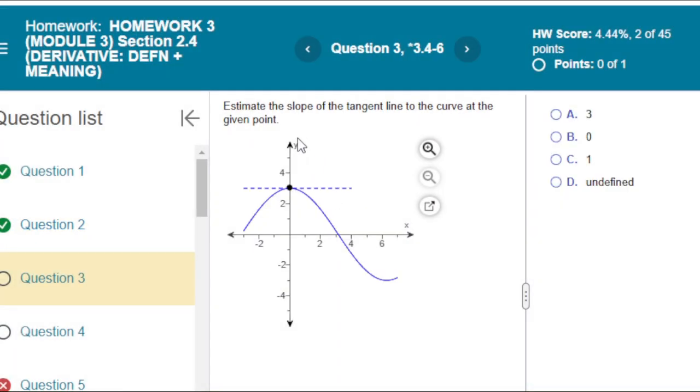Now this one looks much easier here. Estimate the slope of the tangent line of the curve. So here we have our curve, and we're looking at x equals 0 here. We're looking at what is the slope of that line. Well, a horizontal line has a slope of 0, right? The tangent line there is a horizontal line, so it has a slope of 0.